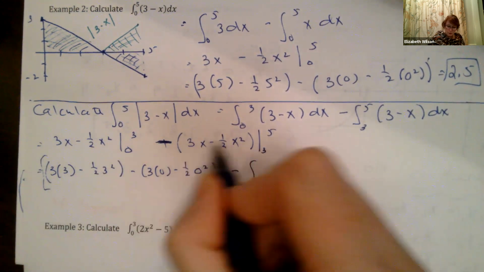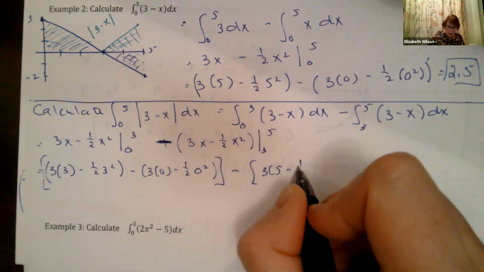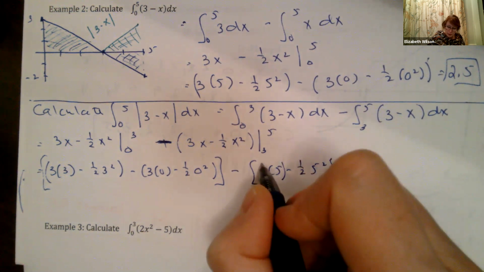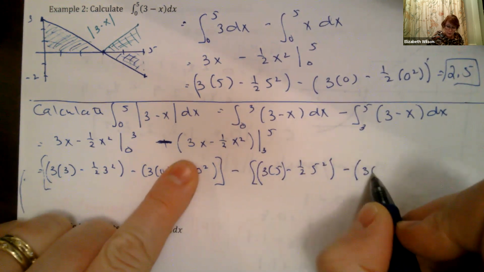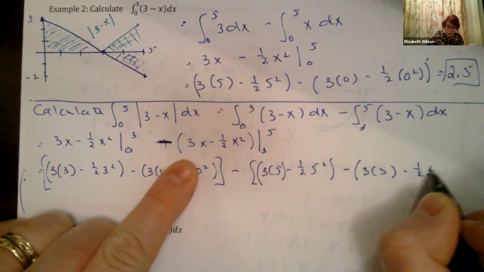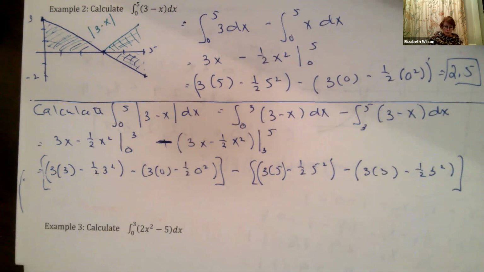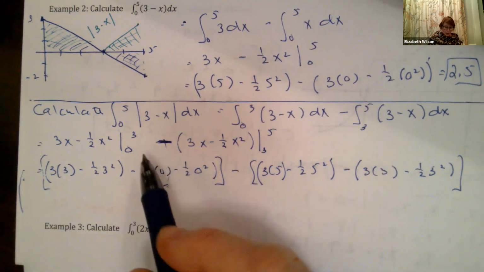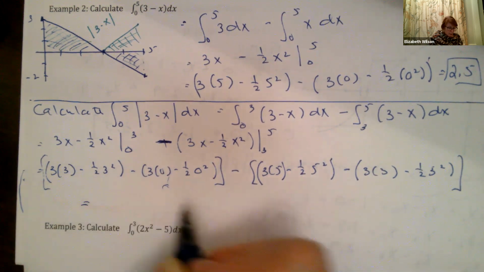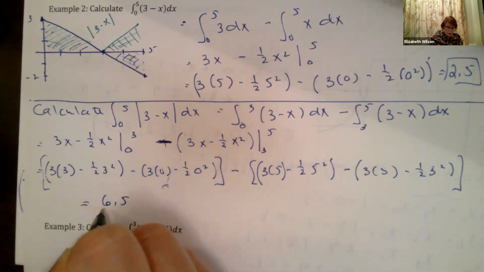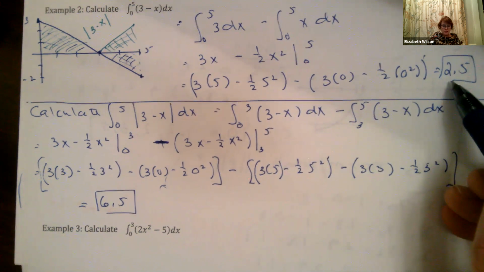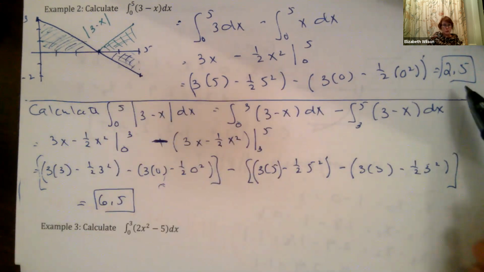Minus, now watch, so I'm going to do 5. So 3 times 5 minus 1/2, 5 squared, minus 3 times 3 minus 1/2, 3 squared. Okay, add it all up, this part goes to 0. Okay, so basically there's algebra that's happening here, but then in the end I get that this is equal to 6.5. So the total area, the magnitude, is equal to 6.5. The signed area, which is this part minus that part, is equal to 2.5.